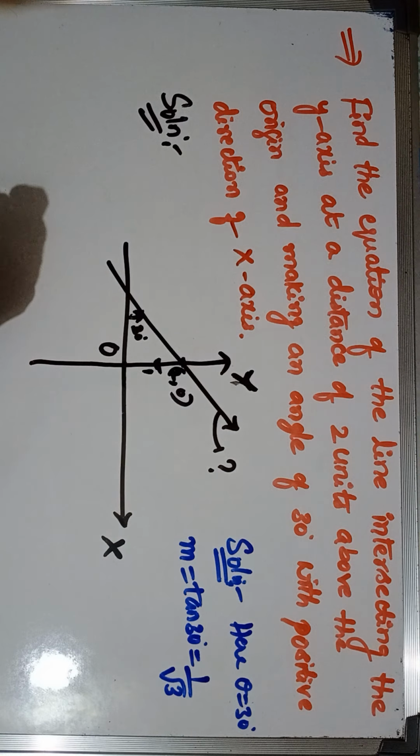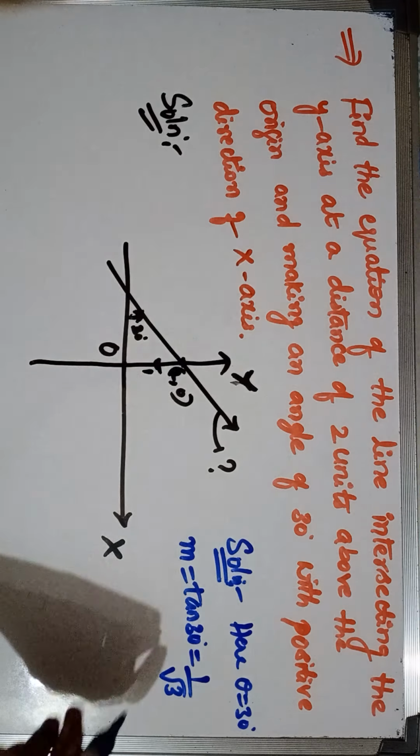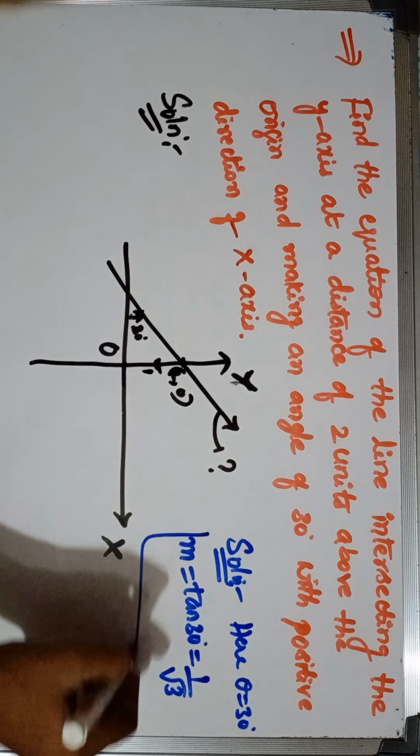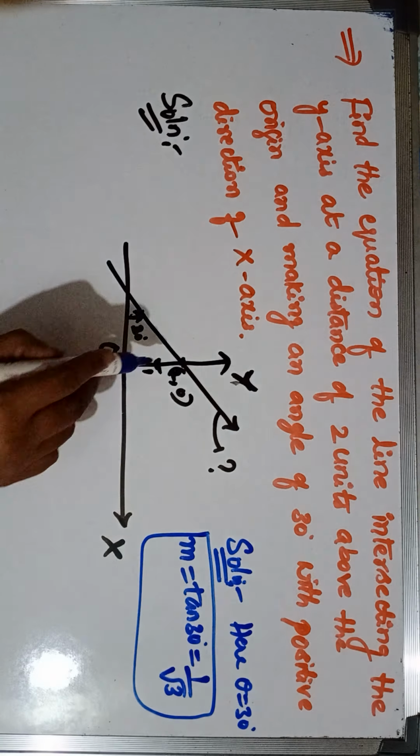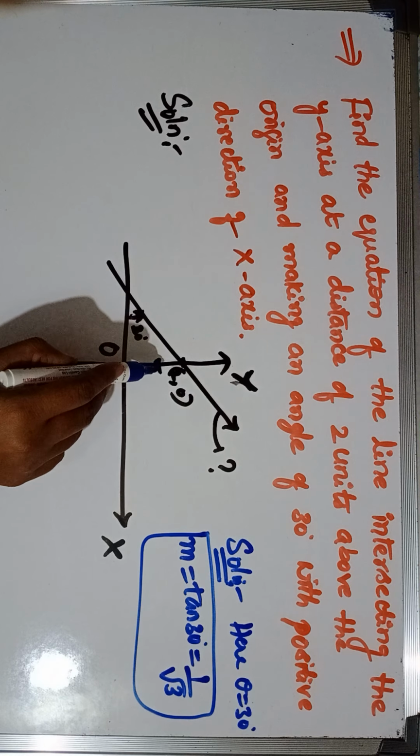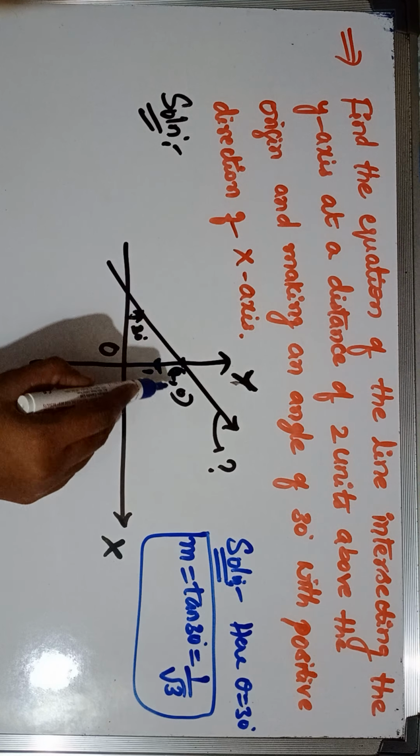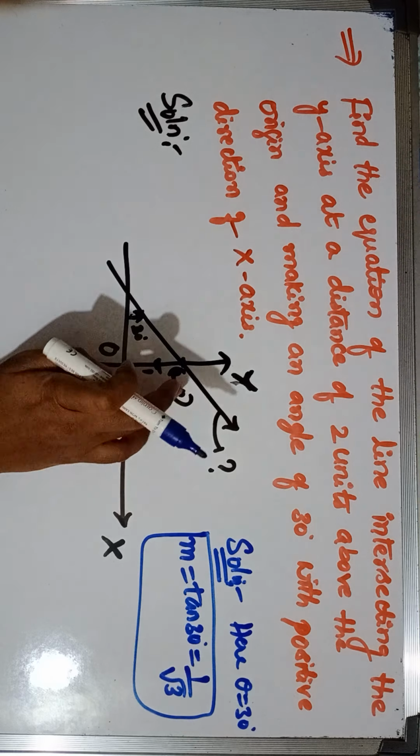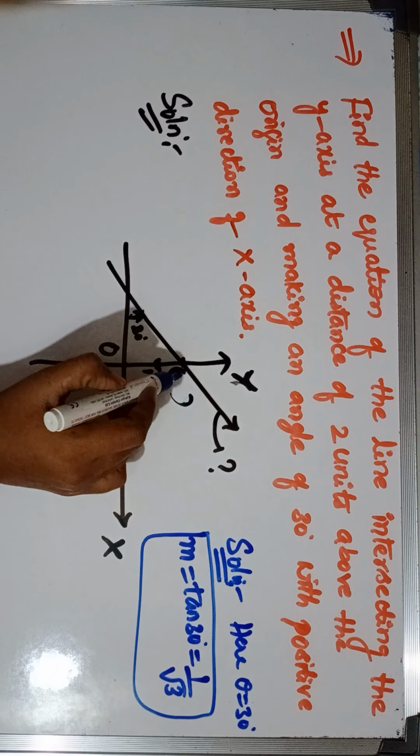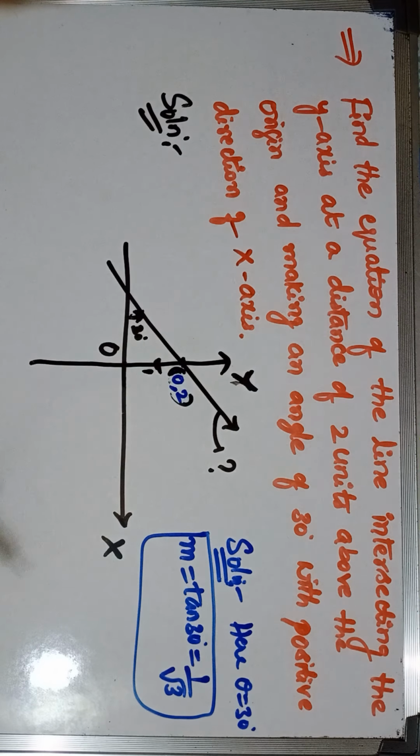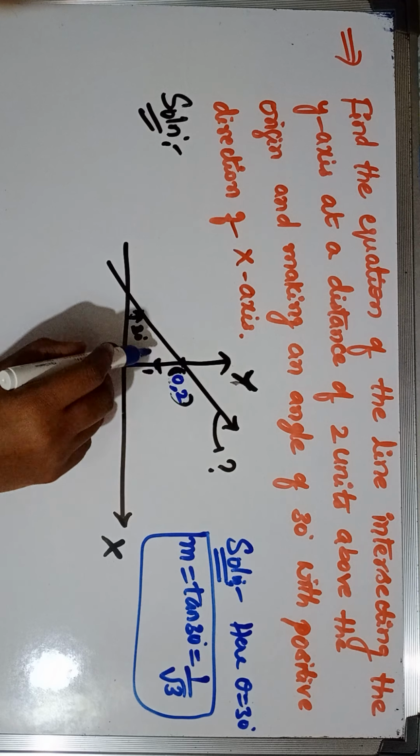Okay, so tan 30 is 1 by root 3. So we got the slope of this line, and we know a point through which the line passes. That is 2 comma 0. Sorry, this point is 0 comma 2. I'm sorry, this point lies on the y-axis. Therefore, the point of intersection will be 0 comma 2, not 2 comma 0. Sorry for the mistake.